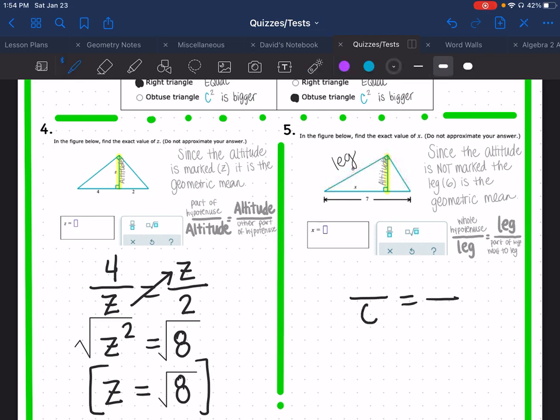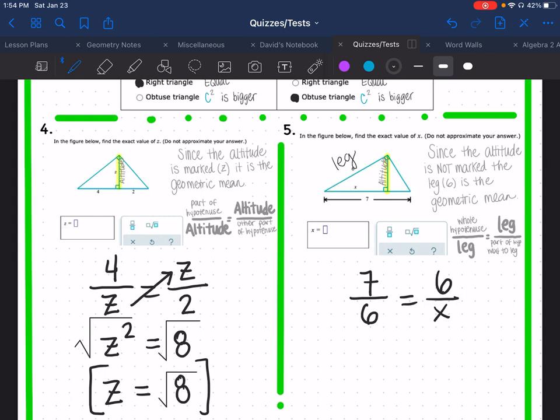But the 6 is going to go bottom of the first ratio, top of the second, because that's what the formula says. Now it says I'm going to put the whole hypotenuse goes right here. This is the whole hypotenuse. So I'm going to go ahead and put 7 here. And then the part of the hypotenuse next to the leg has to be the x. This is the part, this is the whole. Okay, so x goes here.